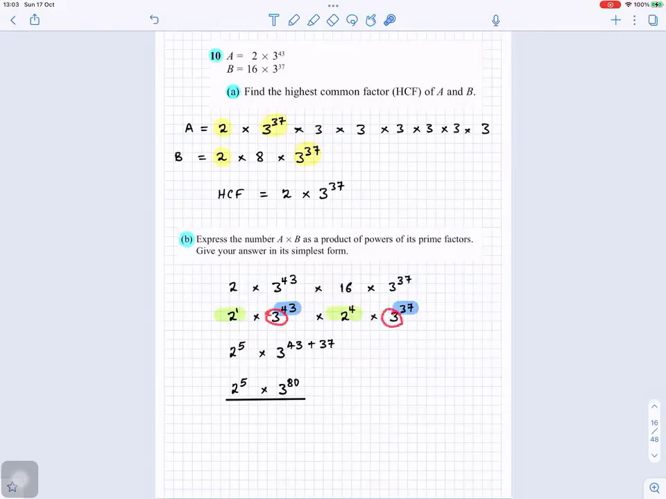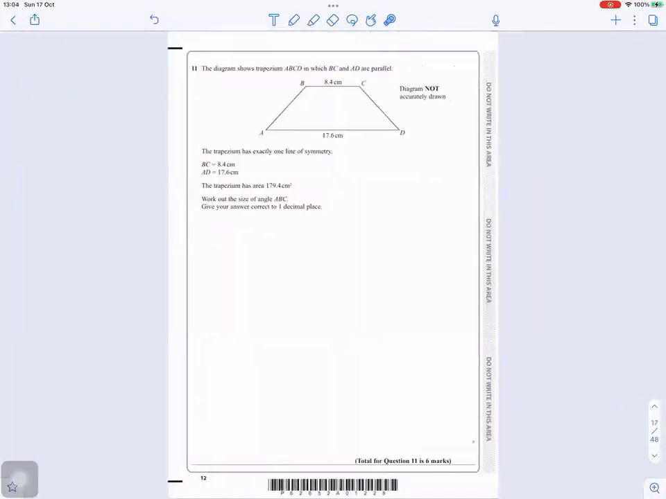3 and 3 is the same base. So we add 43 plus 37, it gives you 80. So 2 to the 5 times 3 to the power 80. Question number 11.